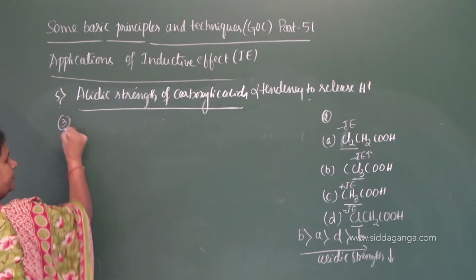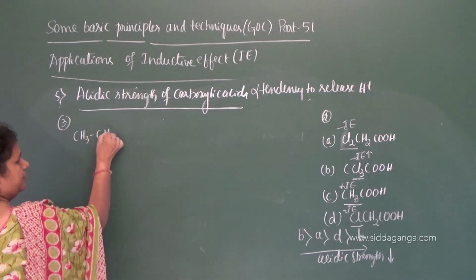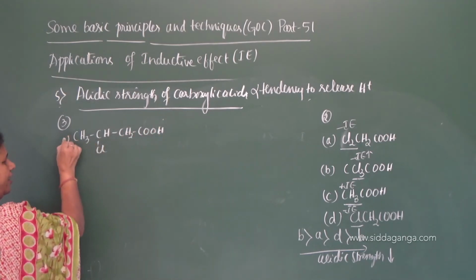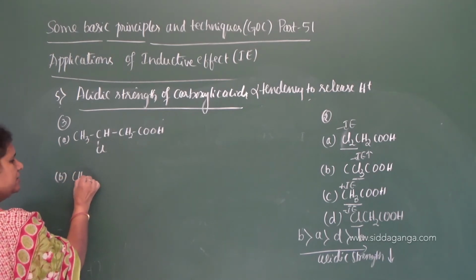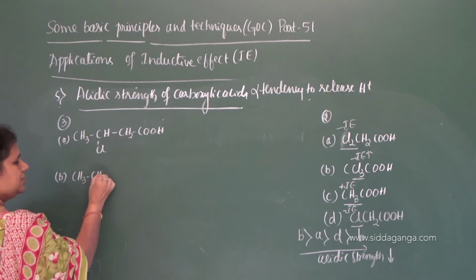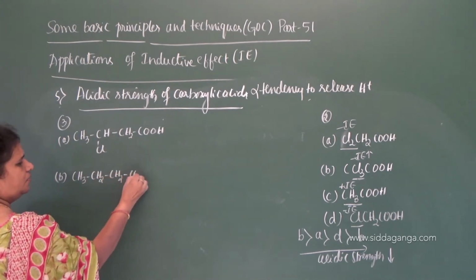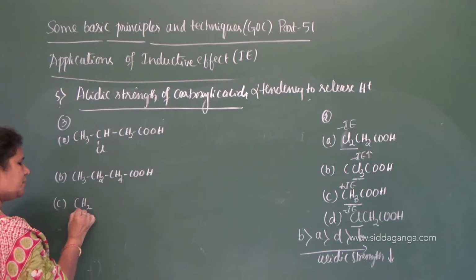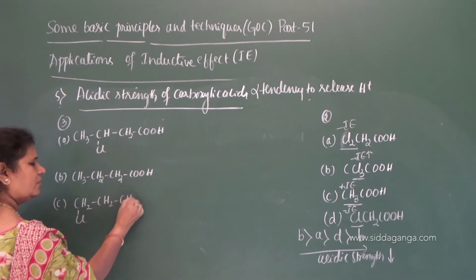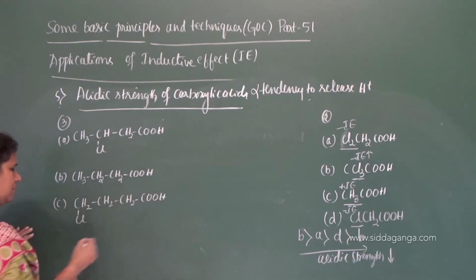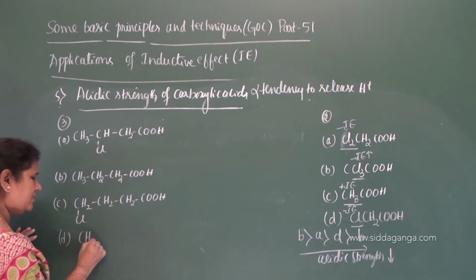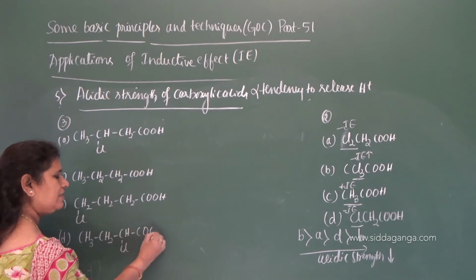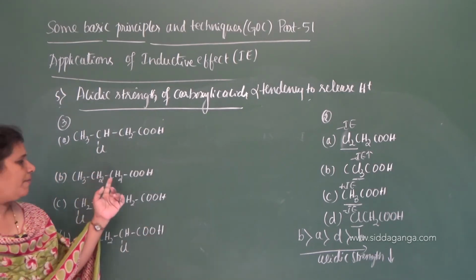So third one: A, CH3CHClCH2COOH; B, CH3CH2CH2COOH; C, CH2ClCH2CH2COOH; and D, CH3CH2CHClCOOH. Look at here, butanoic acid.